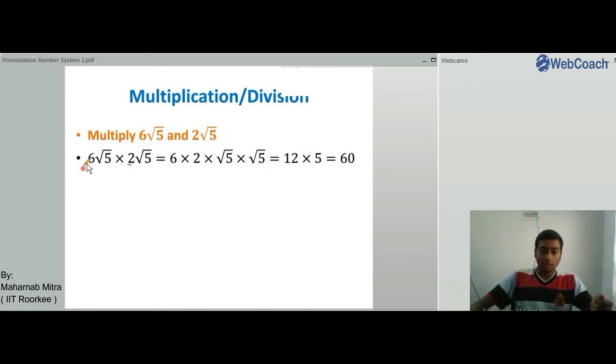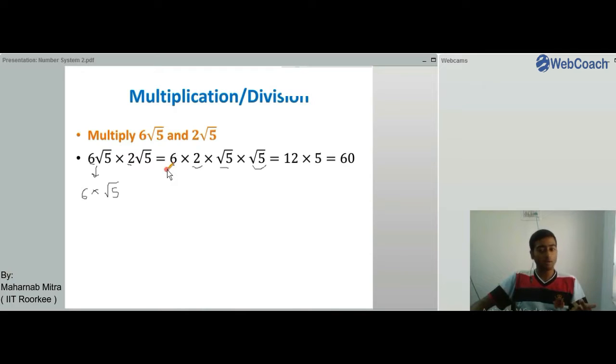So what we do is we take the rational parts together, and we take the irrational parts together. And how are we breaking this into such multiplication form? You can tell 6 root 5 can be written as 6 times square root of 5, right? Like we had seen in the earlier slides, it can be written like this. And similarly, 2 square root 5 can be written as 2 times square root 5. So you can see we have 6 times square root 5 here, which is 6 root 5, and 2 times square root 5, which is 2 square root 5, right?